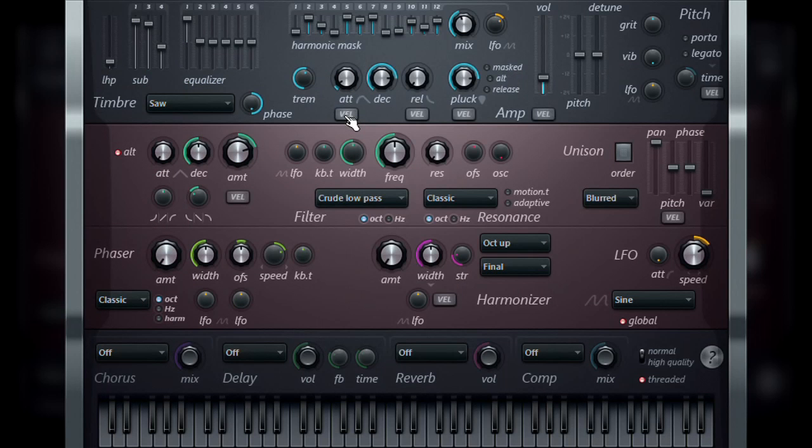Lastly, with the amplitude envelope, it is possible to have their values controlled by the velocity of the note being played by activating the velocity switch. The pluck parameter is used to create a sound that is similar to a string instrument when the strings are plucked.